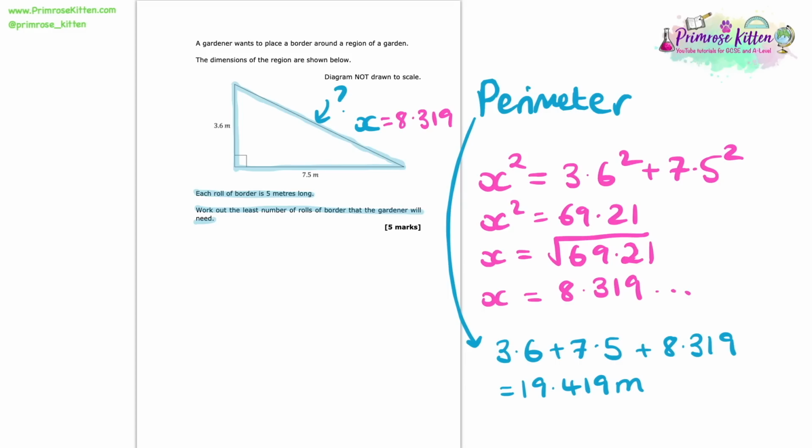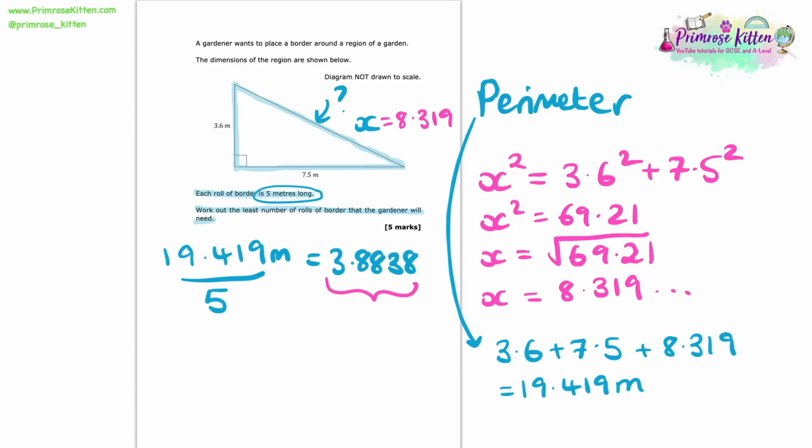So let's go back to the question now. We're told that each roll of border is 5 metres long. So we need to work out how many of these 5 metre long packs of border we need. If we take the 19.419 and divide it by 5, we will see that we get 3.8838. Well, that's how many rolls of border we need.